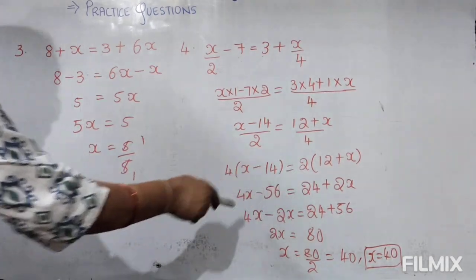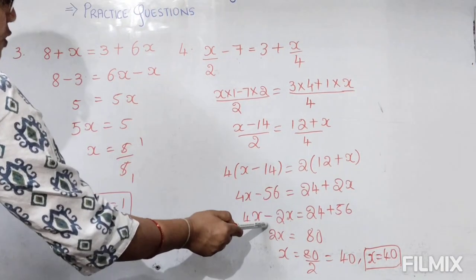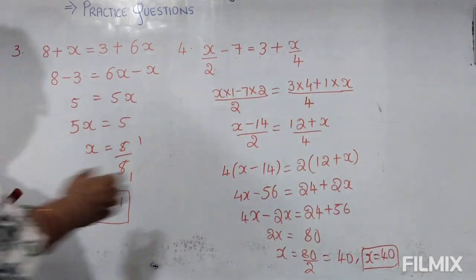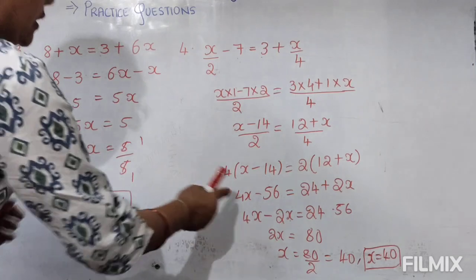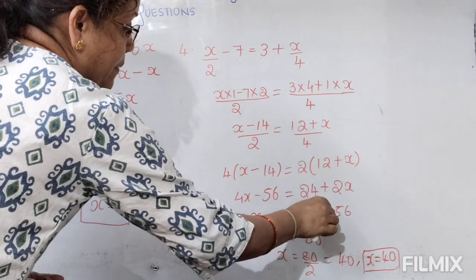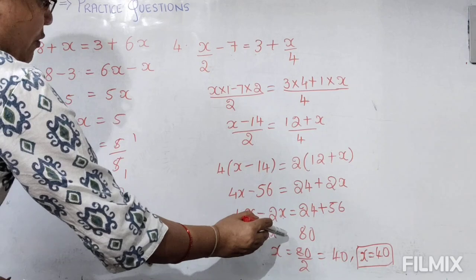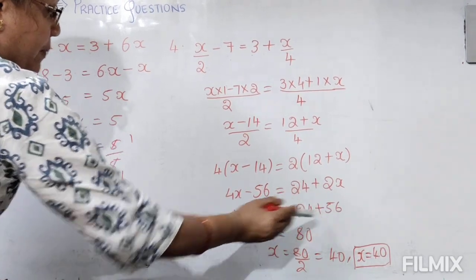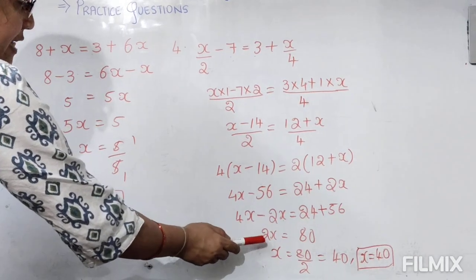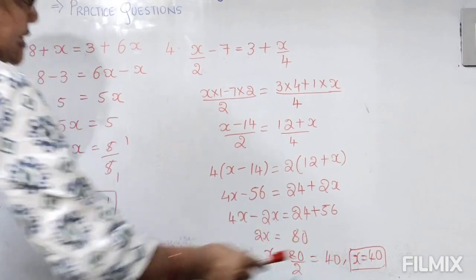4x, bringing the variables again towards the one side. 4x minus 2x is equal to 24 minus 56. 24, this is minus 56. When it comes towards the left hand side, this will become plus 56. Therefore, 2x is equal to 80. 24 plus 56 is 80. x is equal to, once again multiplication will become division, 80 by 2, which is equal to 40. x is equal to 40.